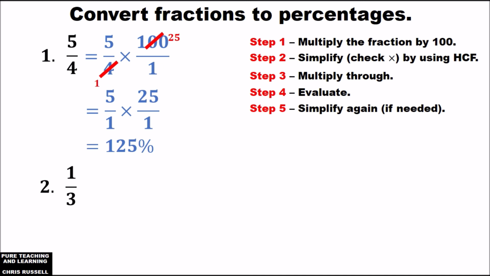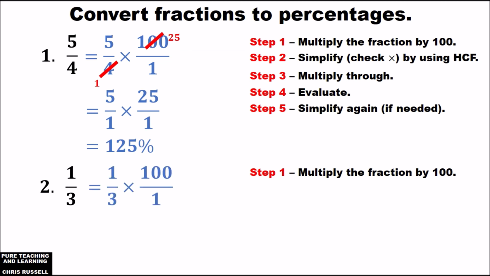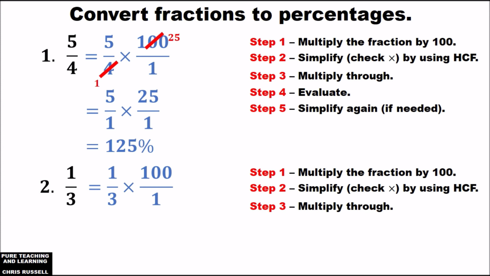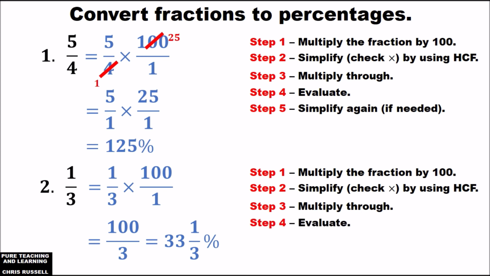Number 2, a third. Step 1, multiply the fraction by 100, like we did before. Step 2, simplify. So you check the diagonals. By using the highest common factor, in this case we cannot. So now we have to multiply through. We get 100 over 3. How many 3s go into 100? It will be 33 and a third. And therefore, that's the percentage.